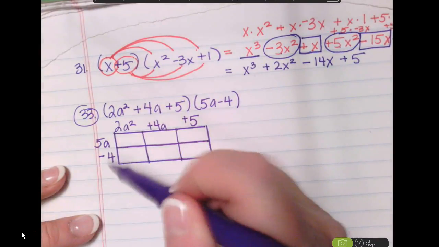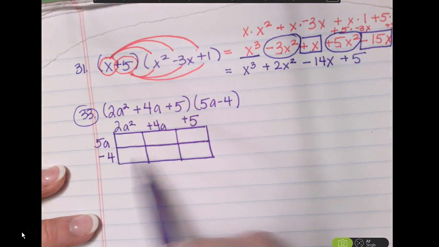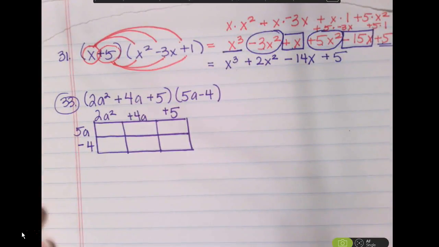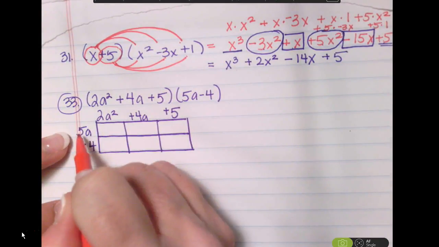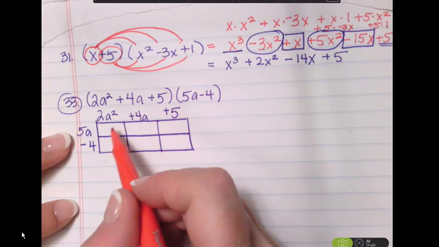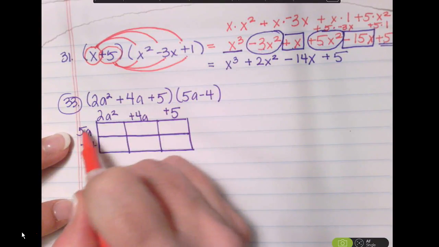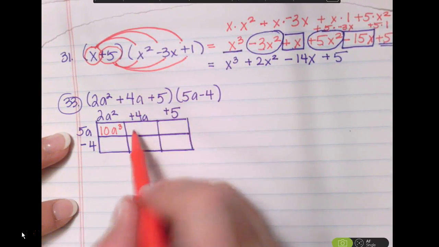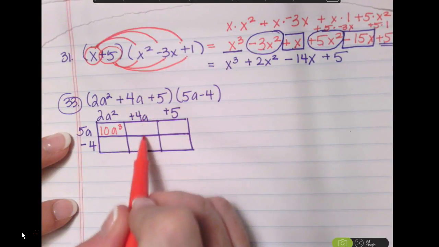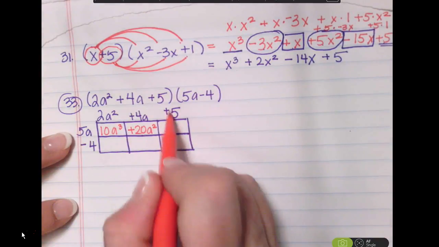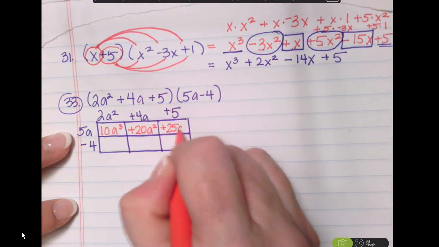And so I know that a binomial times a trinomial will give me 6 terms, and this is just a nice way to organize them. And an interesting thing happens with the like terms as well, which I'll show you. So in each box you're going to have the different things that line up that have to be multiplied. So here's 5a times 2a squared, which is 10a to the third. Then in this box here, I'm going to have 5a times 4a, which is 20a squared. 5a times 5 is 25a.